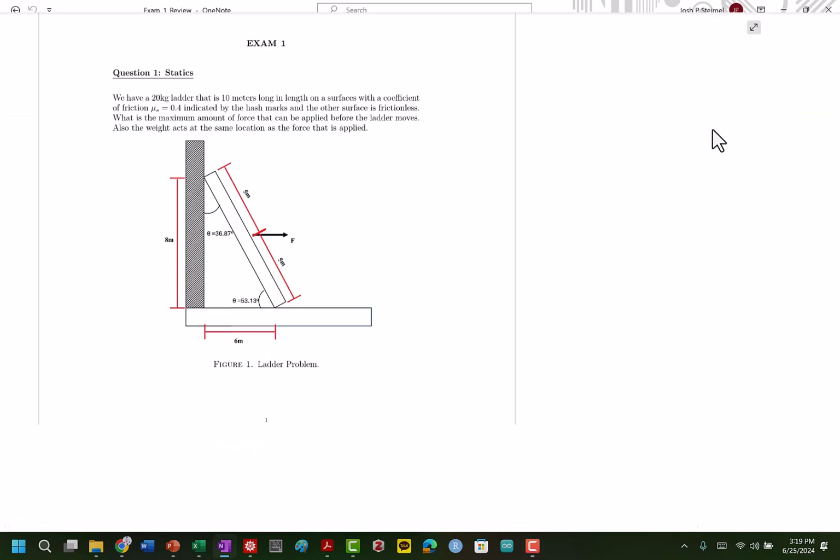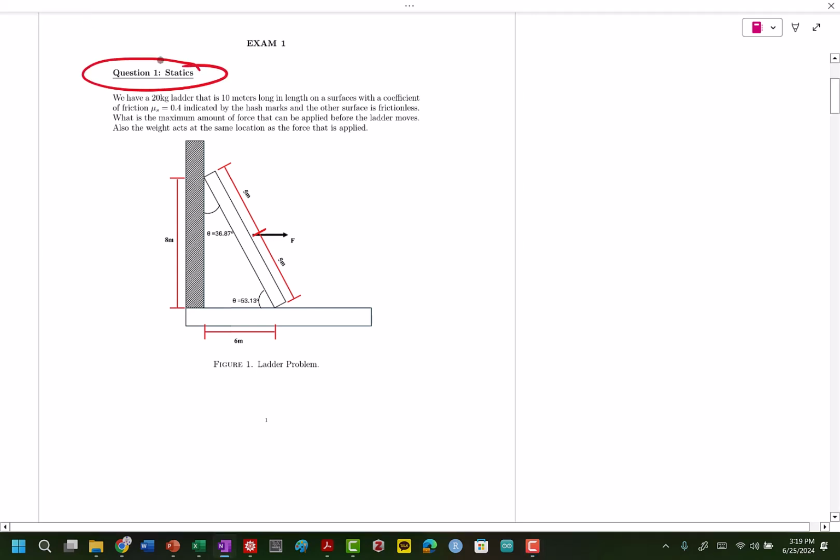All right, everyone, we're going to go through our practice exam, and our first problem is going to be a statics problem. We have a 20 kilogram ladder, 10 meters long, as we can see here. One surface has a coefficient of friction, and the hash marks indicate the other surface is frictionless, so we're going to ignore any forces and any friction there. What is the maximum amount of force that can be applied before the ladder moves?